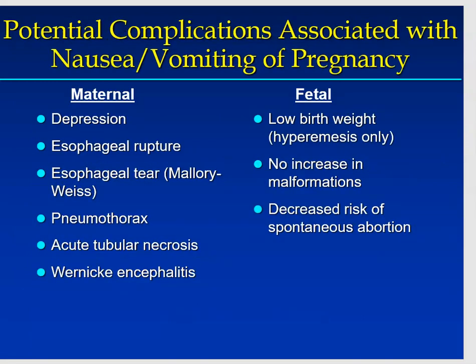The potential complications of nausea and vomiting in pregnancy and hyperemesis are listed here. They can include depression of the mother, esophageal rupture with severe vomiting, and also esophageal tears, known as Mallory-Weiss tears. You can get pneumothorax with severe dehydration. Acute tubular necrosis can occur. And even Wernicke's encephalopathy has been reported, and there have been some deaths associated with the encephalopathy.